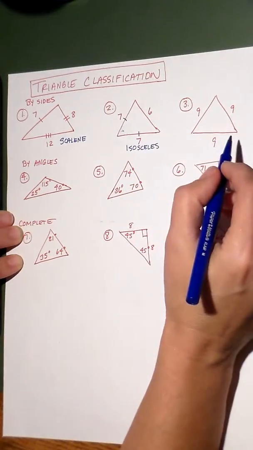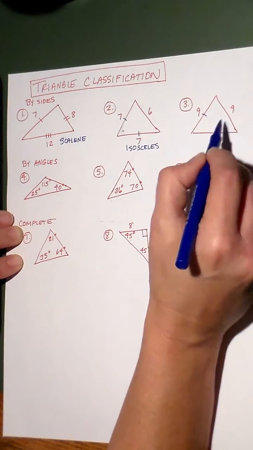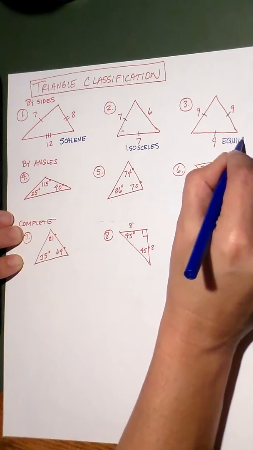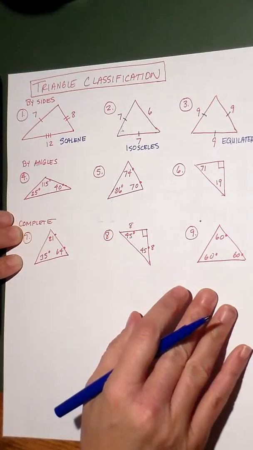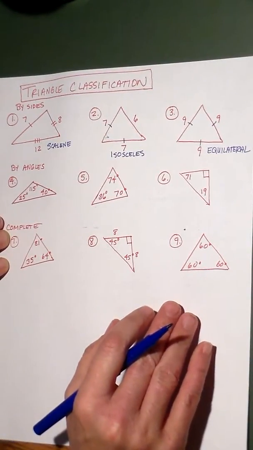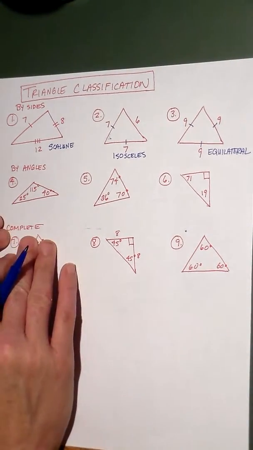In the third one, we've got three sides, they're all 9. That means that the sides are all the same, and we call that equilateral. That means equal sides. Equilateral means equal sides. I know it's kind of off the page a little bit, but equal sides. So equilateral. Now, let's go down here and classify by angles.